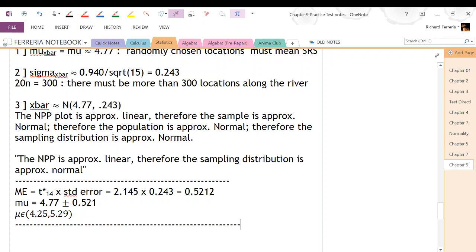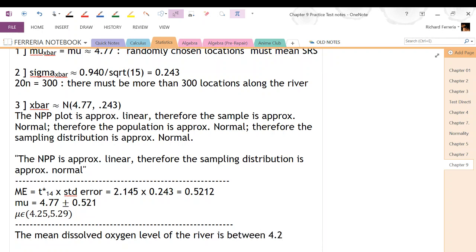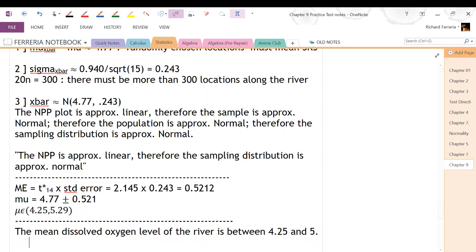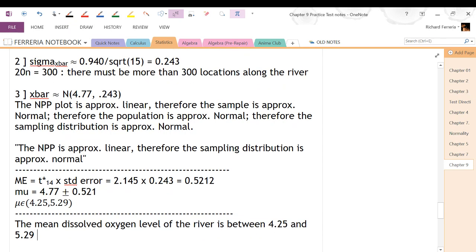Okay, that's the end of part 3, the math part. And then the last part is to write some kind of a summary. So the mean dissolved oxygen level is between 4.25 and 5.29. Do we remember the units here? Milligrams per liter? Milligrams per liter.